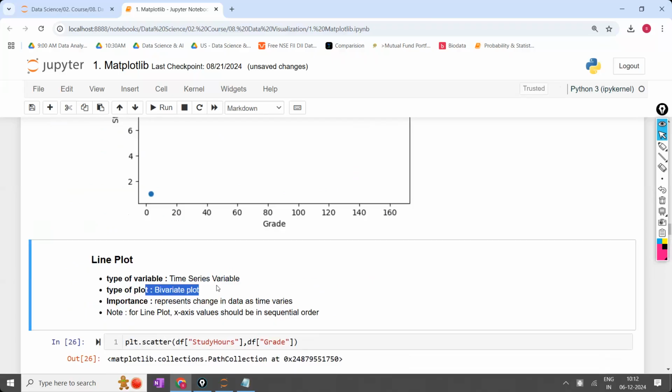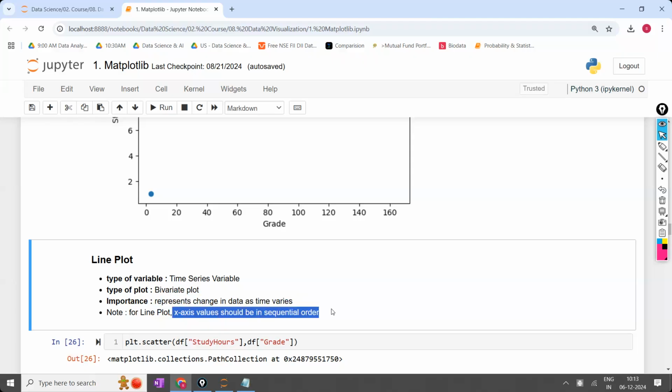It is also a bivariate plot where you have to consider two columns on the x-axis and y-axis. It represents how the data changes as time varies. Generally, the line plot is applied to a time series variable. As the time changes, how the data changes is represented by the line plot. So note, for a line plot, the x-axis values should be in sequential order. Sequential data is called time series data. Time series data will be in sequential order.